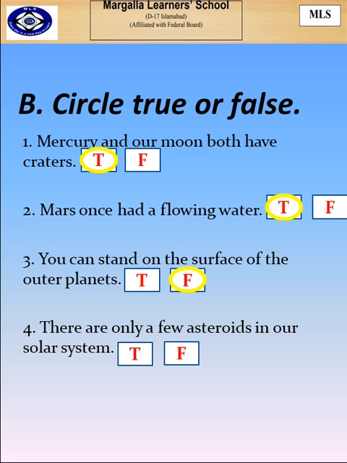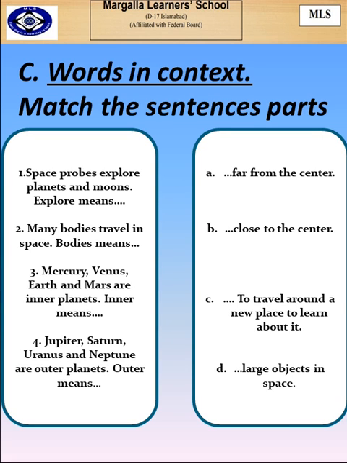There are only a few asteroids in our solar system. This is false. We have a lot of asteroids in our solar system. Part C. You remember words in context? We had done in our previous lecture.